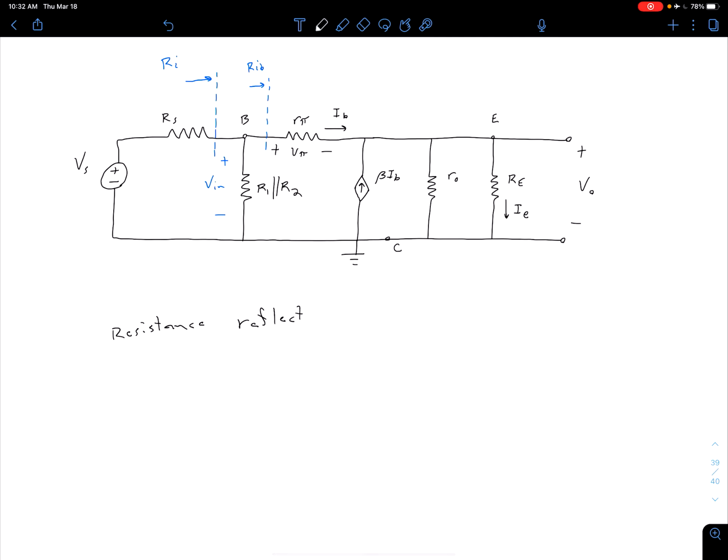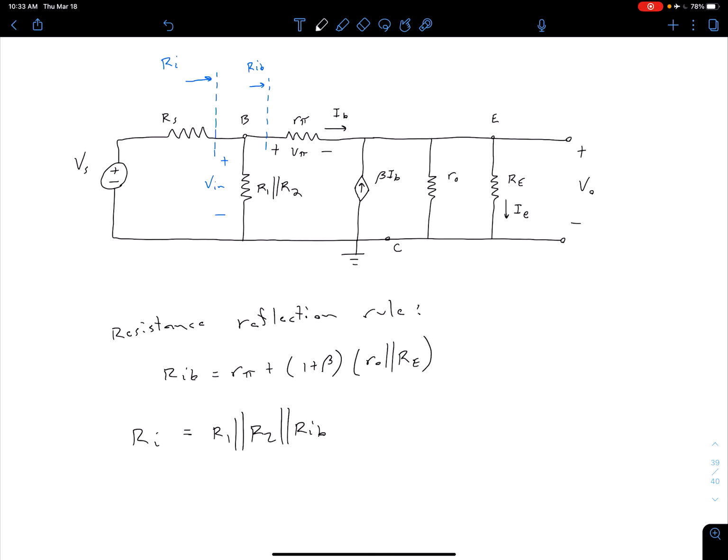So, the resistance reflection rule. We're not going to go into the details of showing that again, but using that same principle, we know that Rib is going to be r pi plus the quantity 1 plus beta times, and before we just had Re, but now we also have this Ro resistor over here on the output side. So we're going to have the parallel combination of Ro and Re. So that's our Rib. Then we can say the input resistance for our transistor configuration with this voltage divider biasing is just equal to R1 parallel R2 in parallel with that Rib.